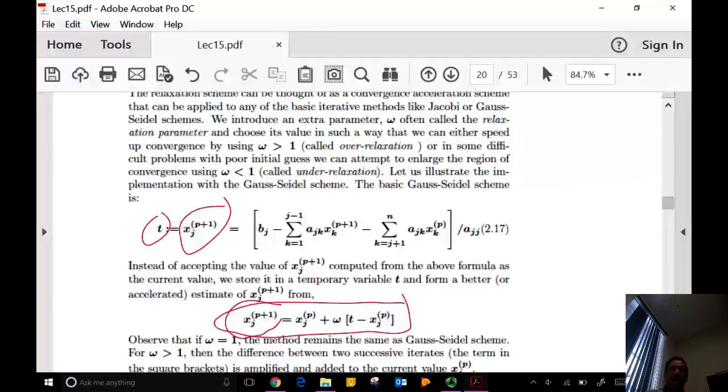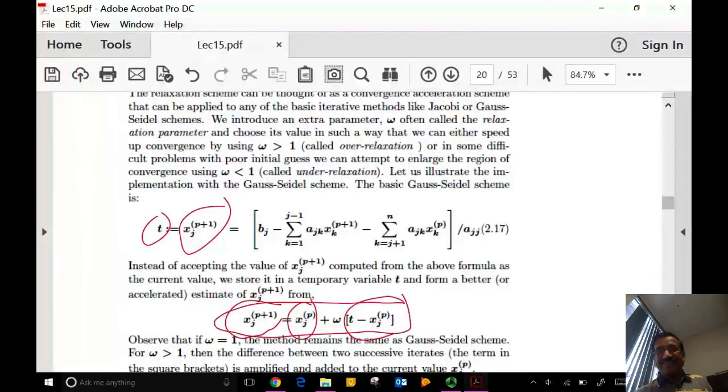Now, if it is equal to 1, what happens? It is Gauss-Seidel, right? Because if it is equal to 1, this cancels and this is t, but t is just the projected value. So at 1, it performs as well as Gauss-Seidel, but if it is greater than 1, it can accelerate convergence. Because what you are doing is taking the old value and applying a difference that is enhanced, multiplied by a number greater than 1. So it increases the convergence rate significantly.